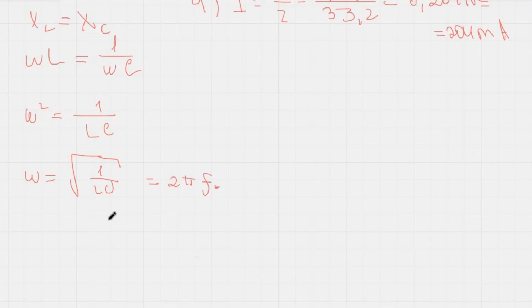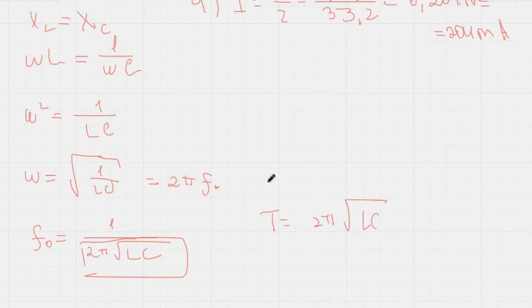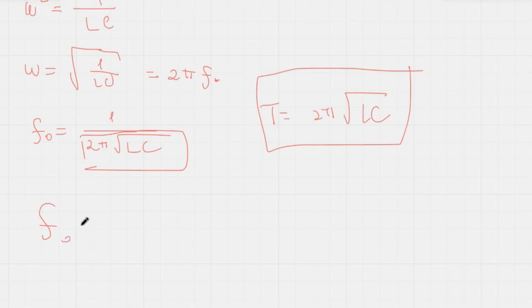Yes. Then if we calculate it, it will be f equals 1 over 2 pi, and the square root of LC. I think you probably know this formula from the period. Yeah, it's 2 pi multiplied by the square root of LC. It's our period.